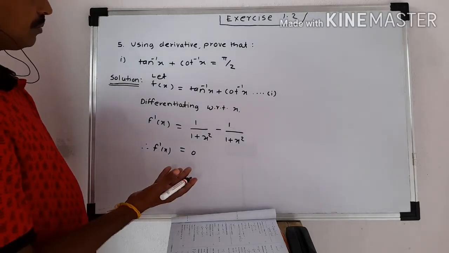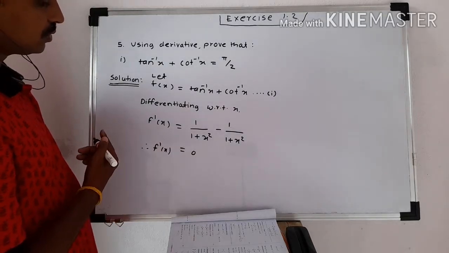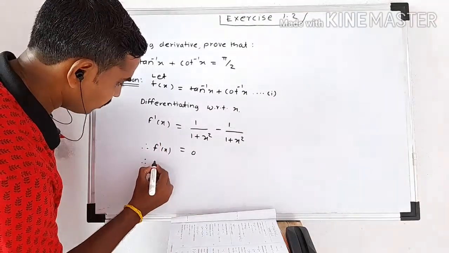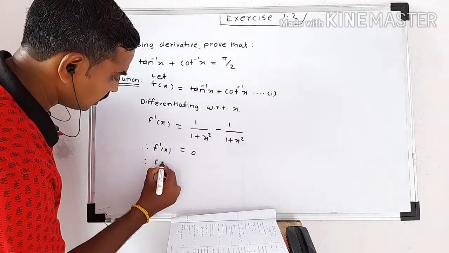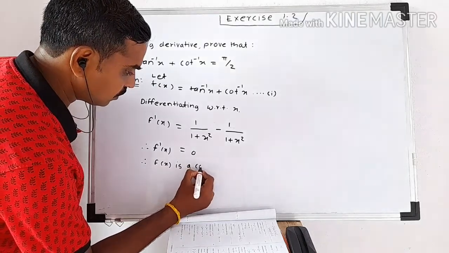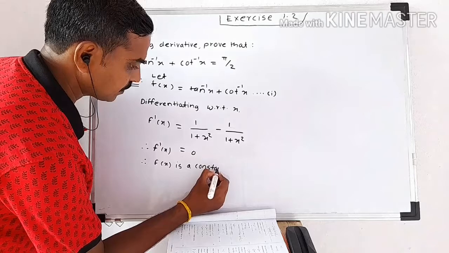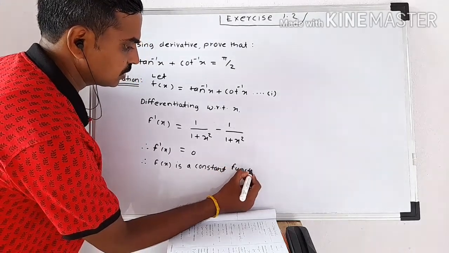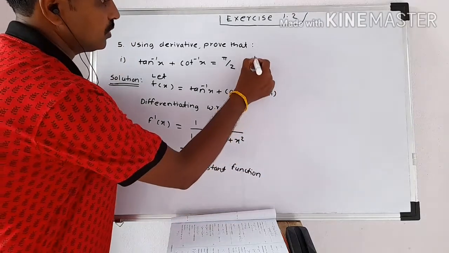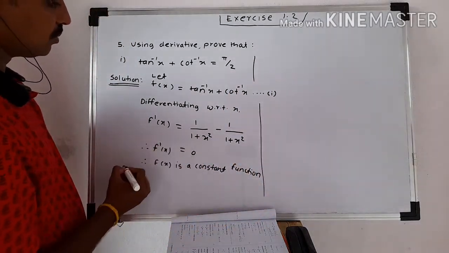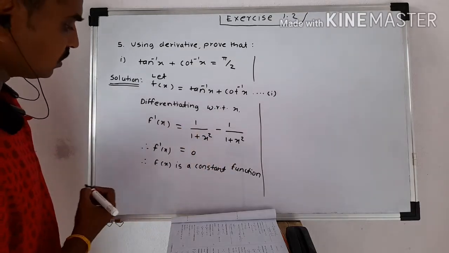Now for which type of functions is the derivative 0? We know that for a constant function the derivative is 0. Therefore from this result we can say that f of x is a constant function, because the derivative of a constant function is only 0. Therefore f of x is a constant function.